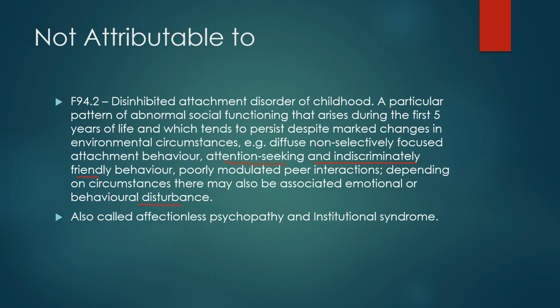So in these children, they were having disinhibited attachment disorder. They were attention-seeking, with diffuse, non-selectively focused attachment behavior. And it was poorly modulated peer interaction. They did not know how to deal with the peer groups and will sometimes act in a bizarre way or hit each other when they shouldn't be. These are also called affectionless psychopathy and institutional syndrome when these people grew up in isolated institutions, orphanages.